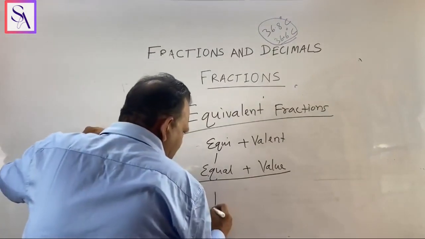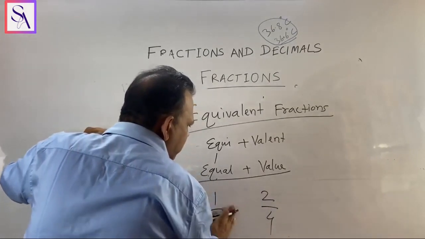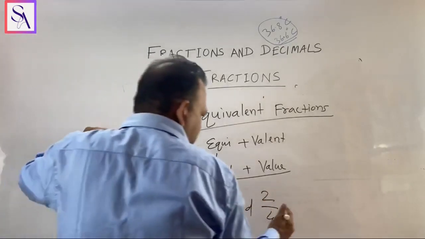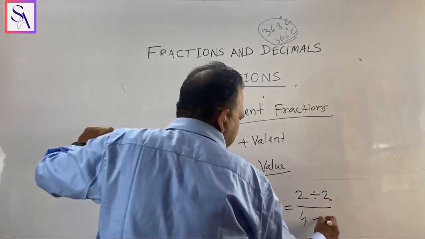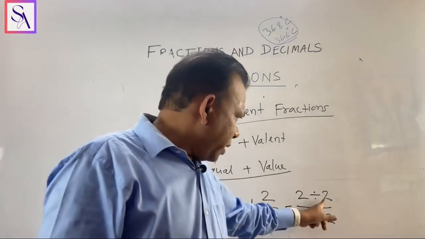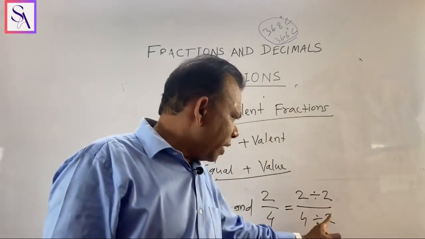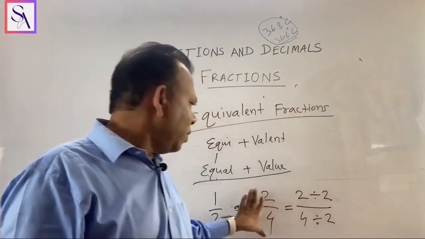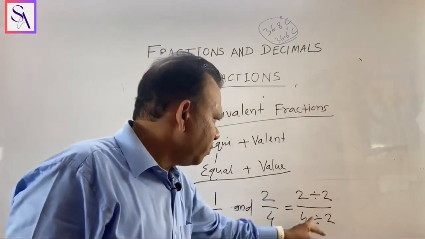We have taken example like 1/2 and 2/4 suppose. So 1/2 is one fraction, another is 2/4. 2/4 can be reduced like this, 2 divided by 2 and 4 divided by 2. What rule I told you? If you are dividing numerator by 2, then you must divide denominator by 2, right? If you are doing similar operation on top side and bottom side, then value will not be changed, right?